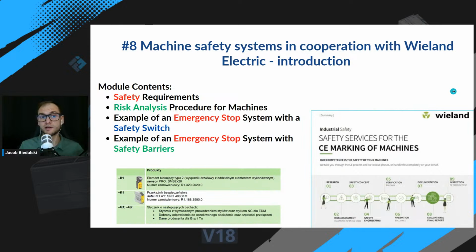We have also a module for machine safety systems in cooperation with Wieland Electric company. This is the company that specializes in safety devices for industrial automation. So we have two sessions with Wieland Electric, more than 2 hours of videos that will cover safety requirements, risk analysis, and you will find an example of an emergency stop system with safety switches and safety barriers.